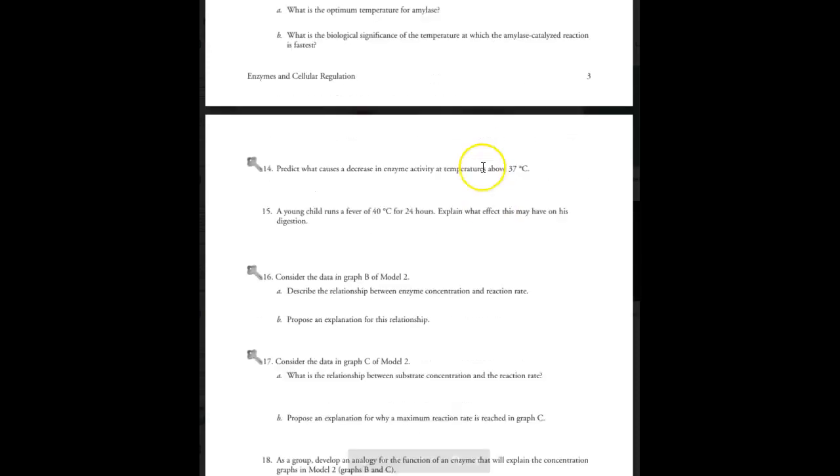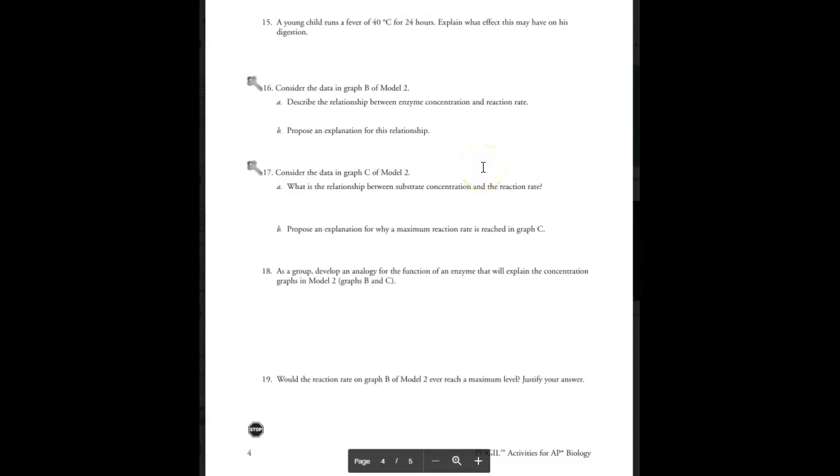For number 18, you were just developing an analogy. You're just going to do whatever made sense to you all. Okay. For number 19, graph B, whatever reaches maximum level. No, it should continue to increase as long as there's always excess substrate for the enzyme to break down. It should always go up.